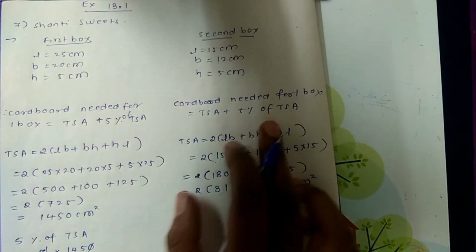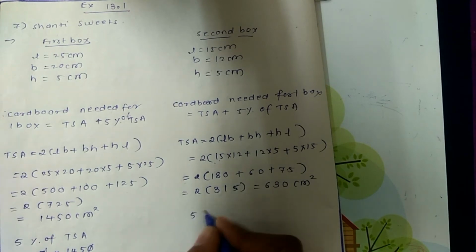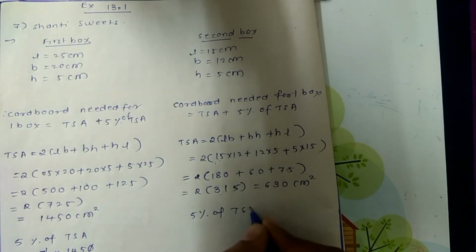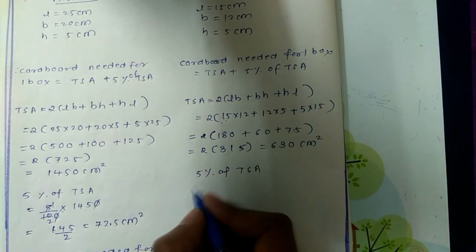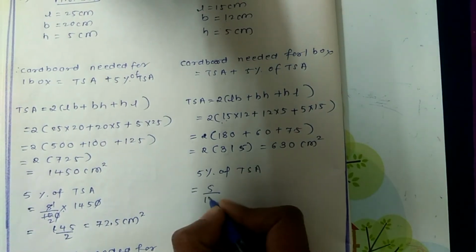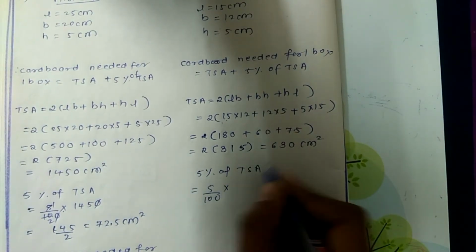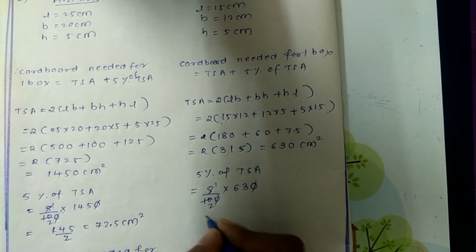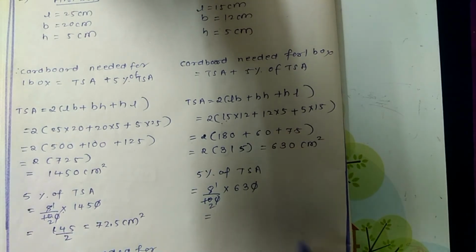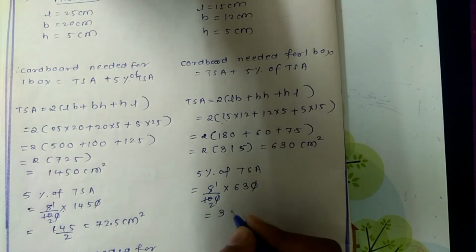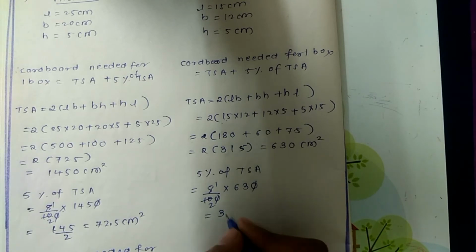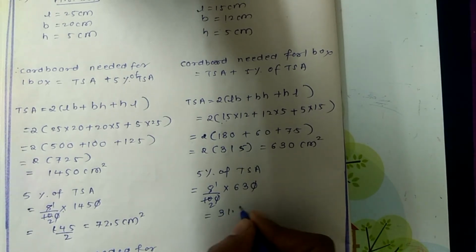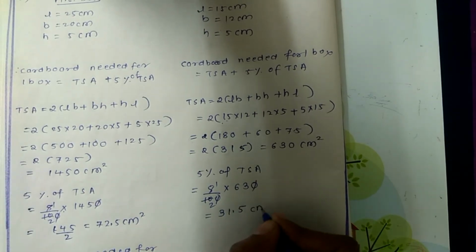This is TSA. Again, we have to find out the 5% of TSA. 5 upon 100 into TSA, which is 630. 5 ones are 5, 5 twos are 10. So 63 upon 2. 2 3s are 6. So you'll get the answer here in decimal. Then 2 ones are 2. 0.1 then 5. Centimeter square.